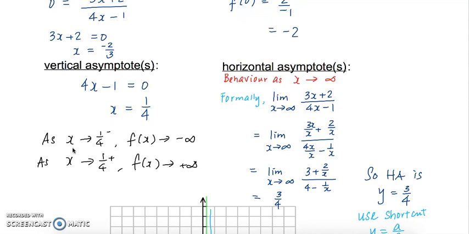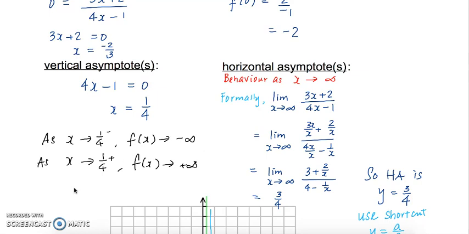For instance, if I want to know the behavior of the function as x approaches 1/4 from the left, which is this negative sign here, I'm going to pick a number slightly smaller than 0.25. So let's say you pick 0.24999. You substitute that into your function. You should notice that it gives you a negative number that is quite large in magnitude, far from zero for sure. So we can conclude that as x approaches 1/4 from the left, the function f of x approaches negative infinity, because the test point tells us so.